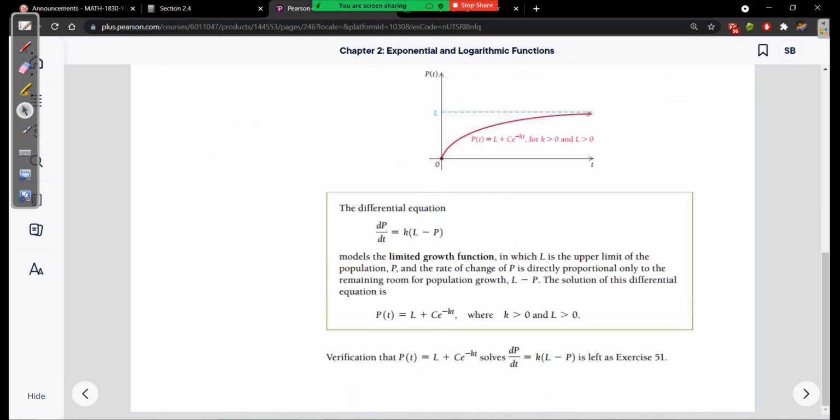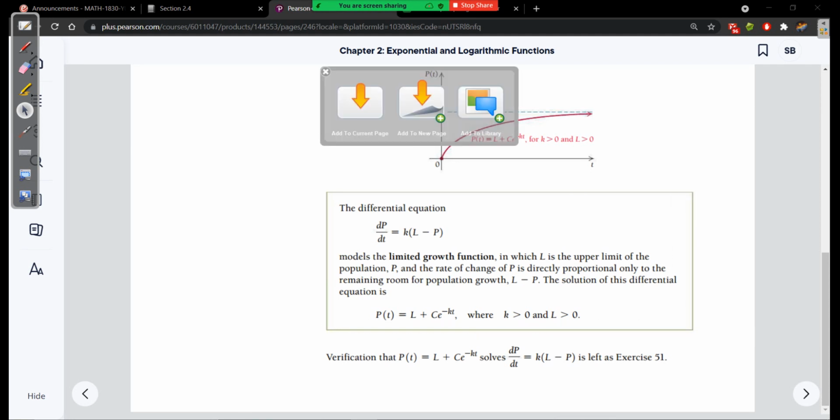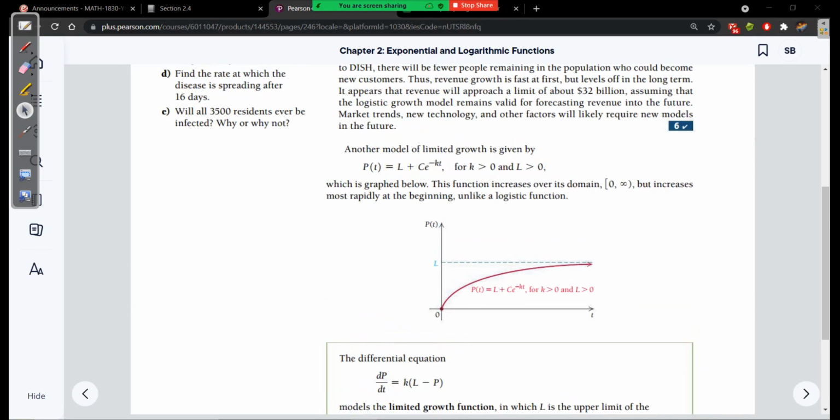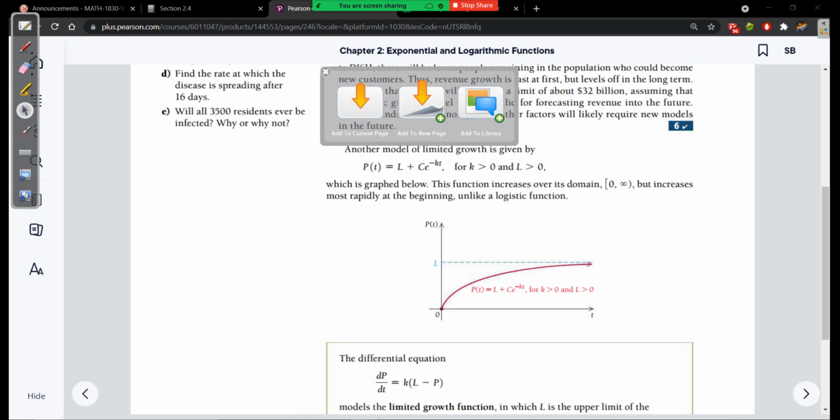All right, so let's snip this. And I actually think I need to snip the thing above it too. Yeah. This goes here, and this goes here.